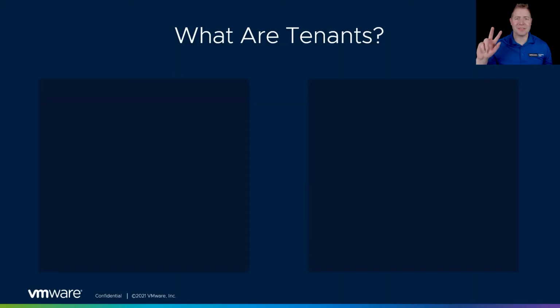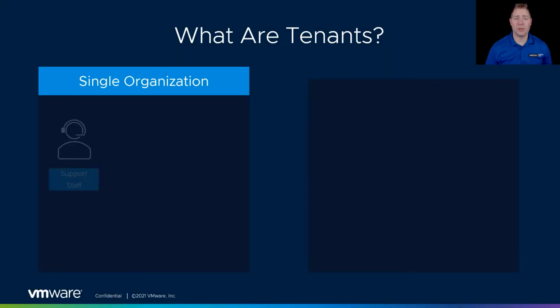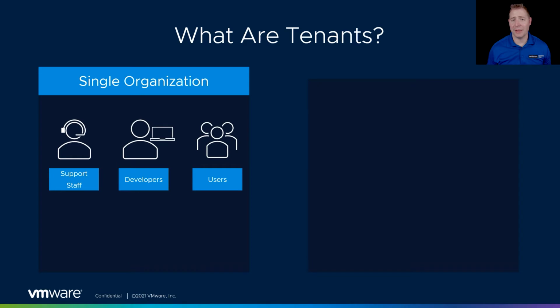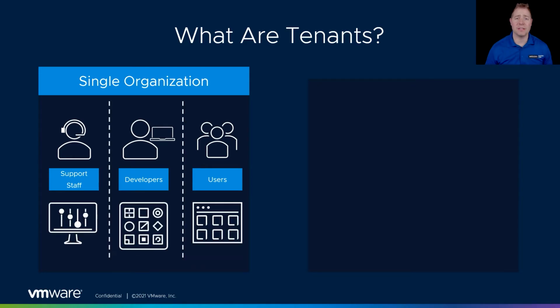We'll go through two different examples. Let's say we're a single organization with support staff, developers, and user base. Each one of those groups has a different set of requirements. We could use tenants to separate them out to provide those necessary resources.